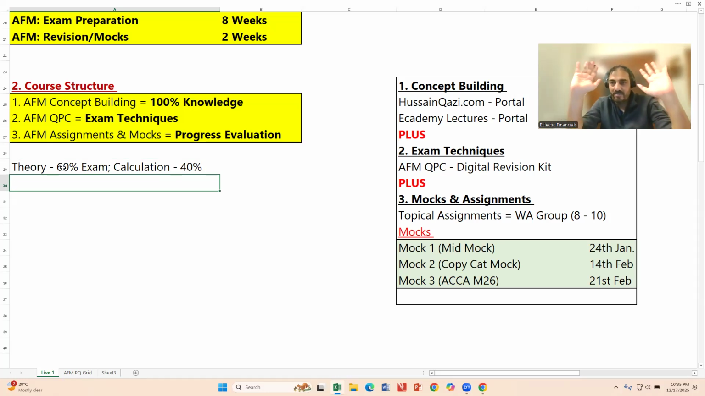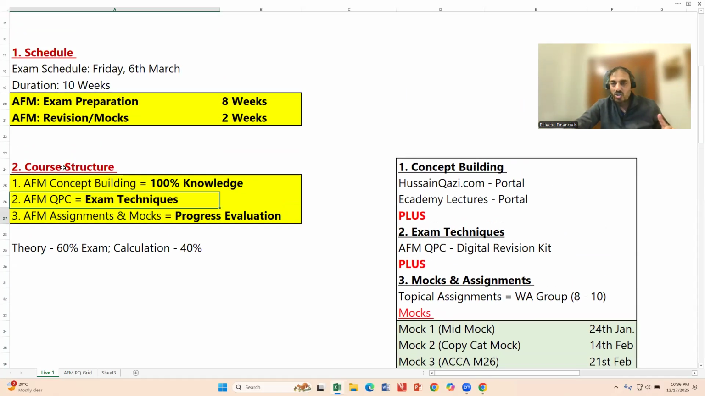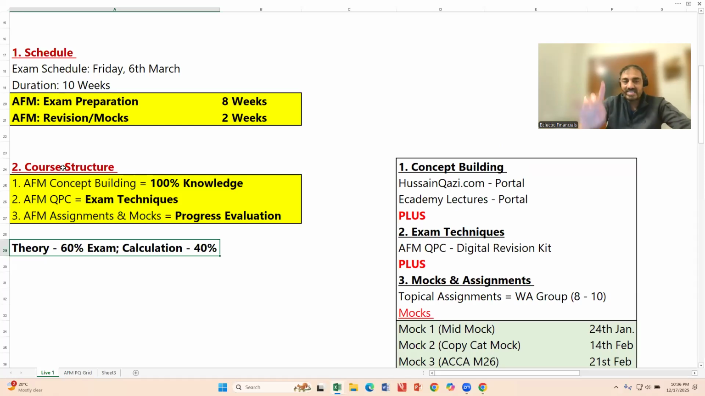So now I have disclosed the exam to you. On 6th of March, after 10 weeks, you will sit and face your exam where 60% is theory. Now, based on this, you need to develop your strategy. That's a pull factor. Based on past papers and past analysis, 60% is theory.